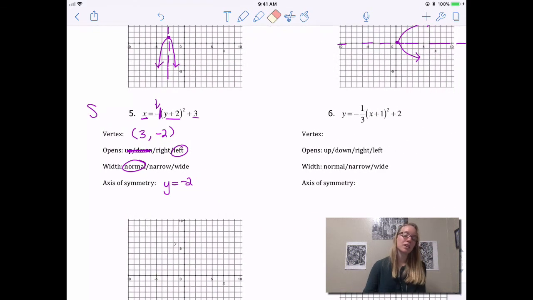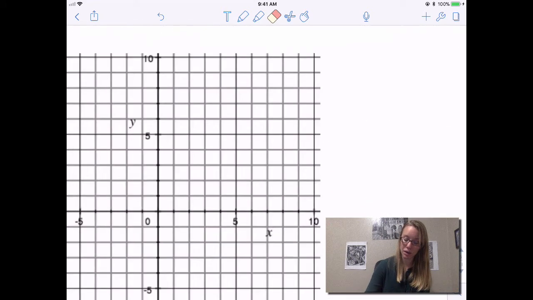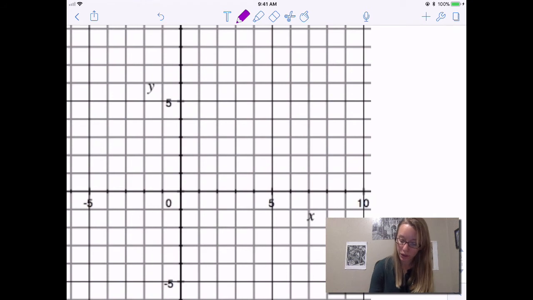Okay, you don't have to memorize the characteristics, but it helps if you do. It will make it a lot easier and a lot more streamlined for you. So I go over 3, down 2, normal, and to the left. And here's my axis of symmetry.